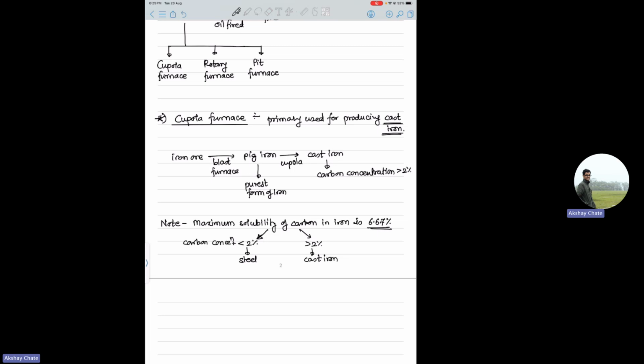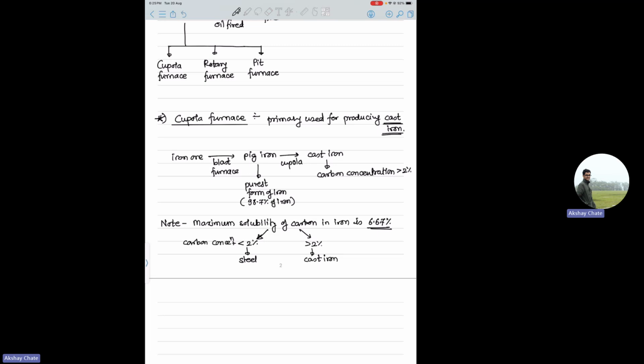This is the basic thing. And what happens when you have the purest form of iron? Typically you'll have like 98.7% of iron in this. So there are some impurities. It's not 100% iron, but mostly it's iron. The purest form that you get is pig iron. This number can be different depending on what book you follow, etc.